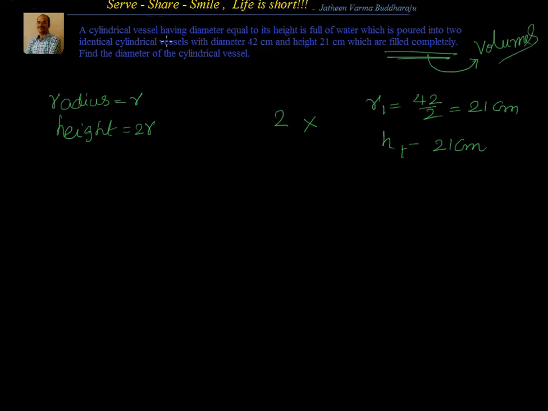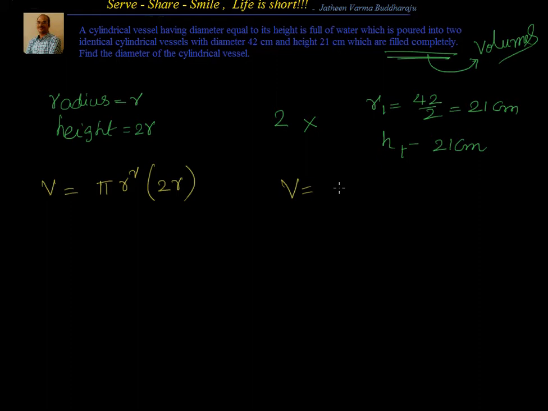So if I take the water from the first vessel and pour it into the two other identical cylinders, and those cylinders are filled completely, the meaning of that is that the volume is the same. So what is the volume in the first case? Let's calculate the volume in the first case. The volume is equal to pi into R square into H, that's equal to 2R.